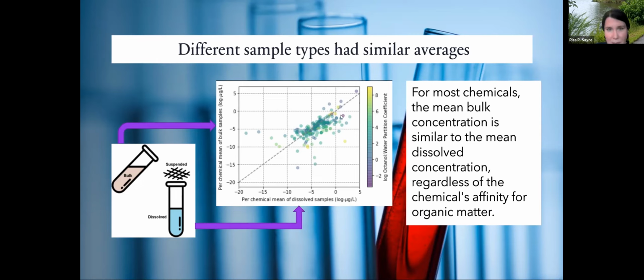This dashed line is a one-to-one correlation, and most of the means fell along that. These ones, very low ones in the lower left corner, these are so close to zero that I'm not going to worry about those. So we know in real life that this does matter, taking a bulk sample or a dissolved sample. So I think this just reveals some of the uncertainty from using so many of these different samples and taking a mean.